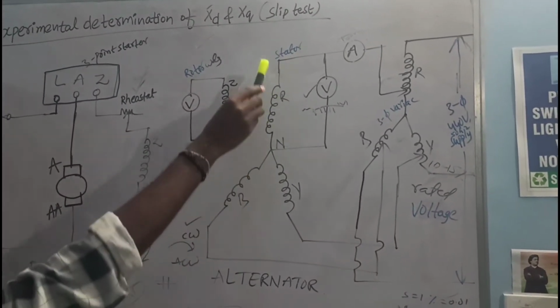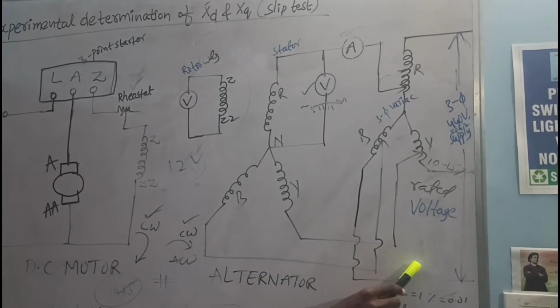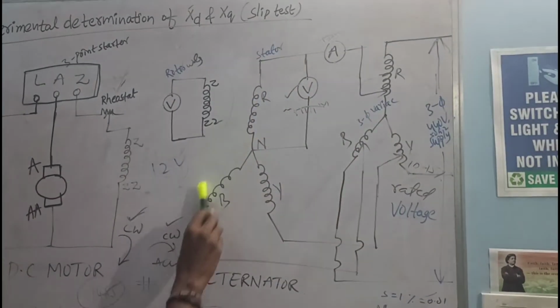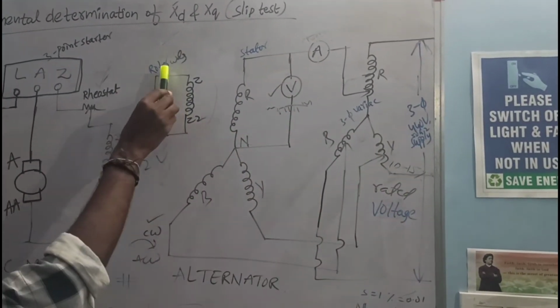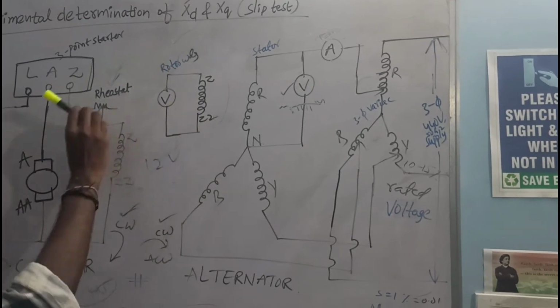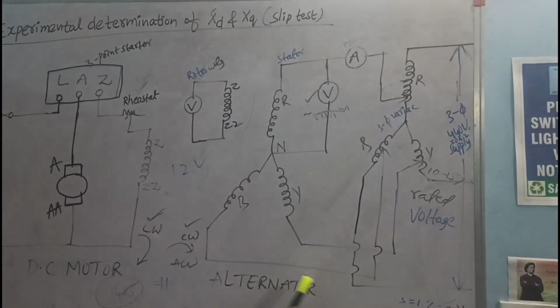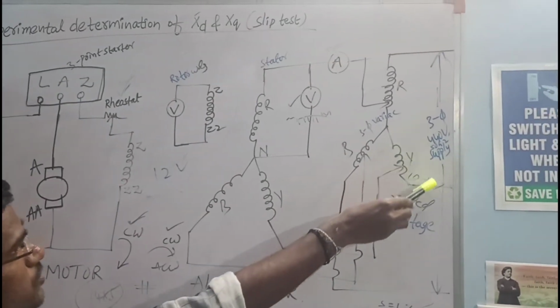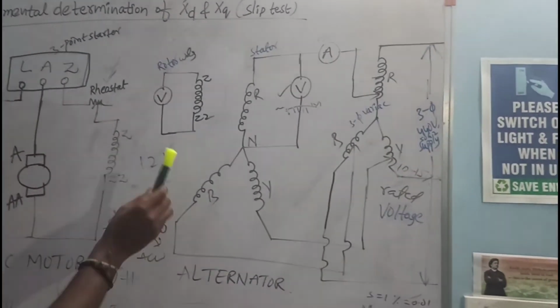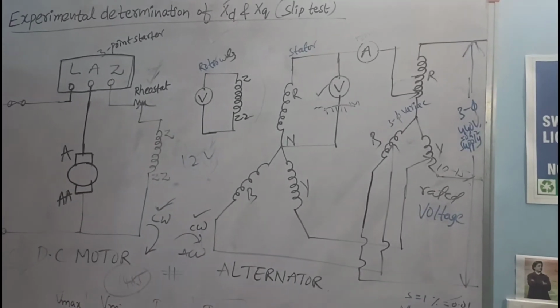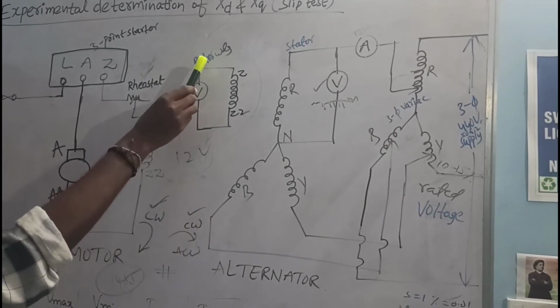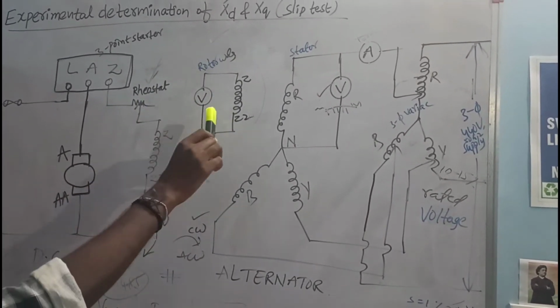So what is the concept? Just a reduced voltage is applied to the stator winding, and the field winding is simply open circuited. Only the stator winding is given a reduced voltage, and then finally you get some EMF in the rotor winding. That is the main concept.